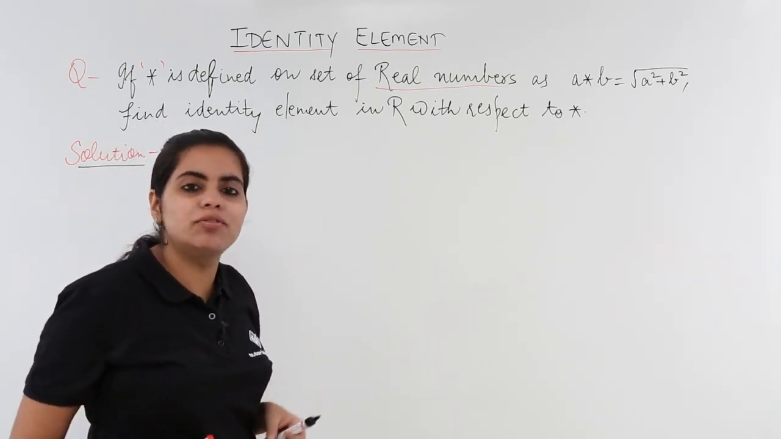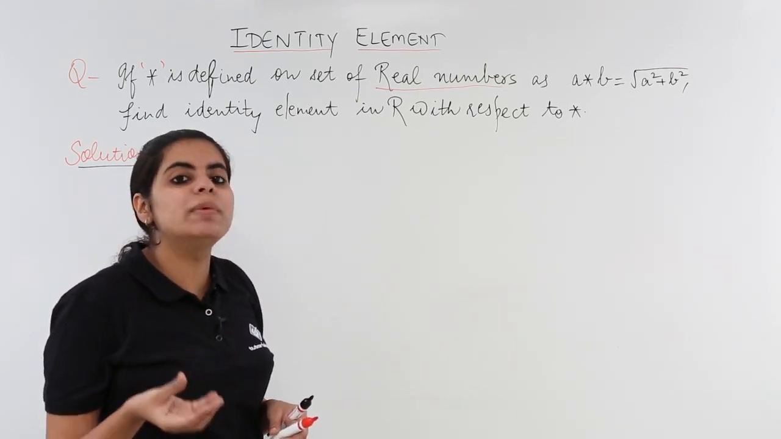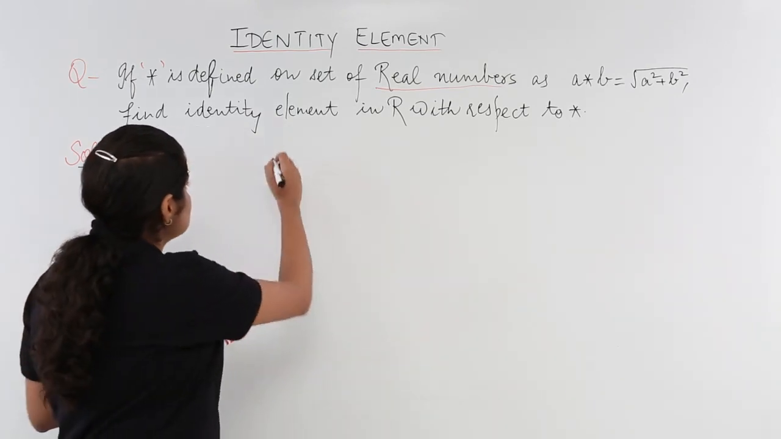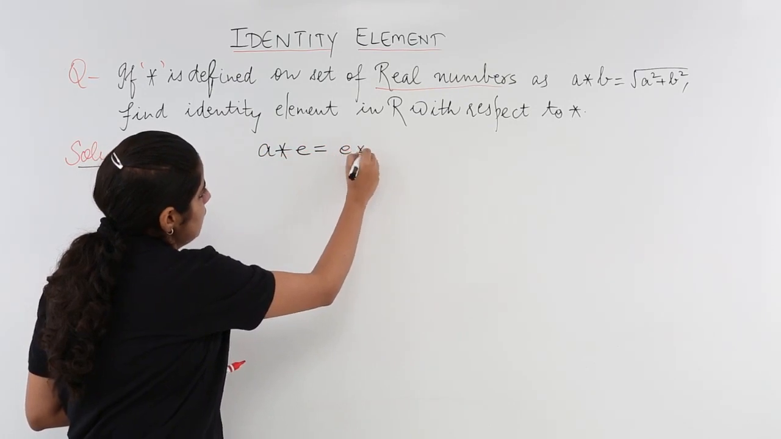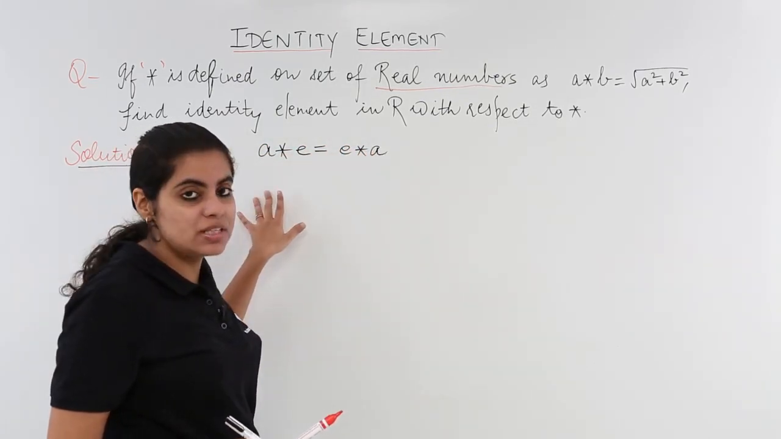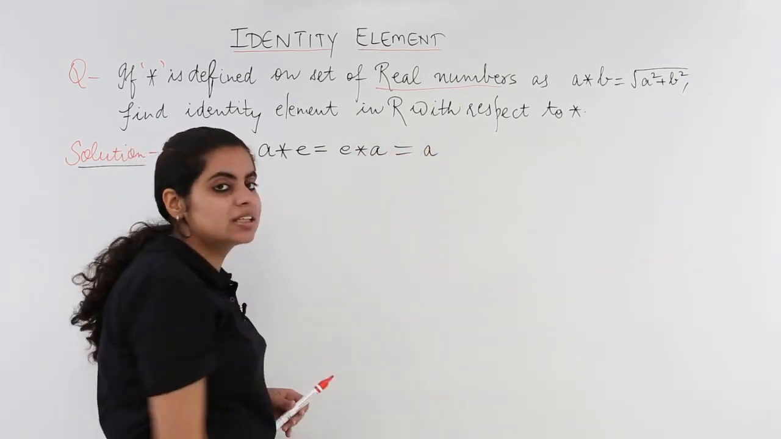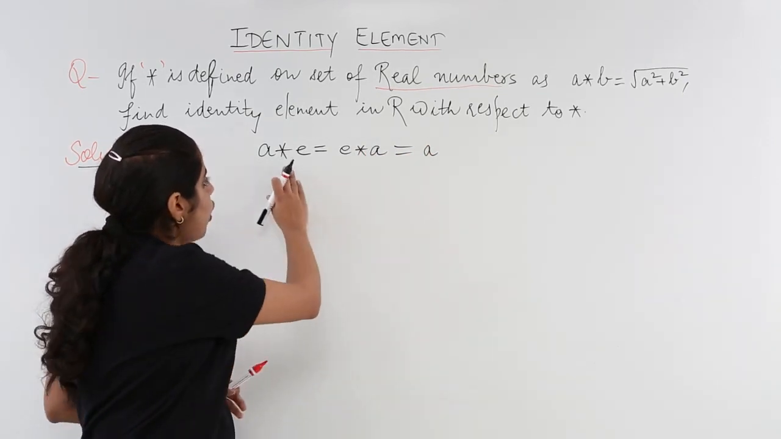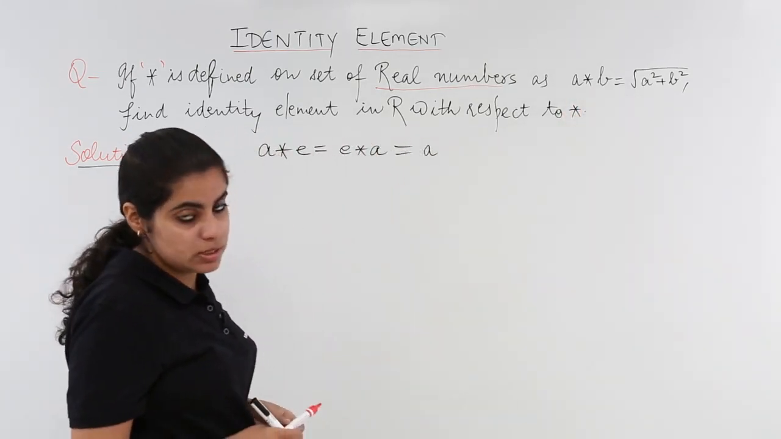Now, what was the definition of identity element? Identity element is an element e belonging to the set S wherein a star e is equal to e star a, and we know that whatever happens, I don't find any change, rather I get my a back. This was the definition of identity element. Now, the operation is given as a star b is equal to under root a square plus b square.